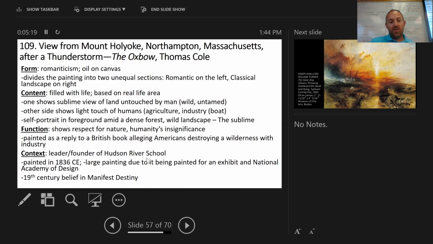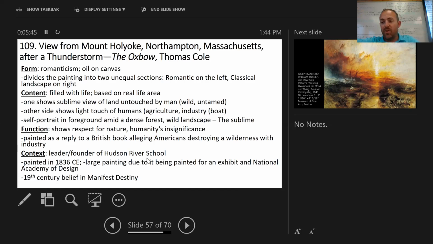So the functionality, right? Not only is it kind of a reply to that British book, but it does show respect for nature. It does show that humans are still insignificant, and that nature still dominates. Nature still controls things, right? And that's kind of what they're getting into. So humanity insignificant, nature still prominent, right?